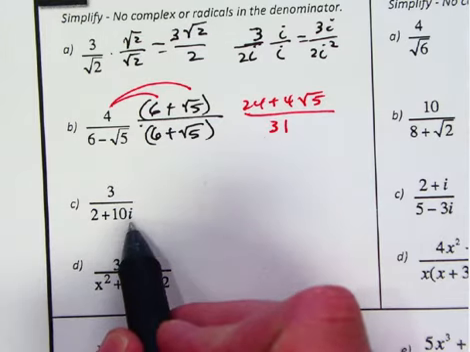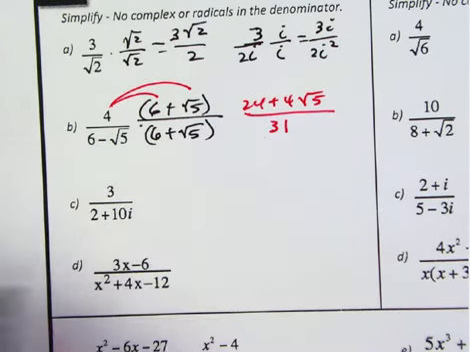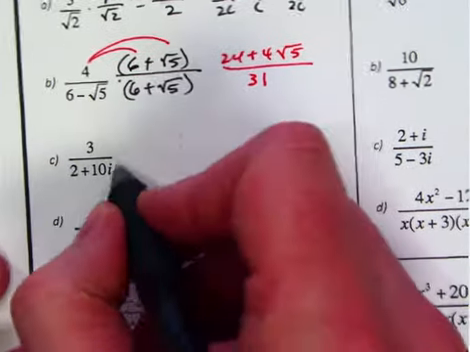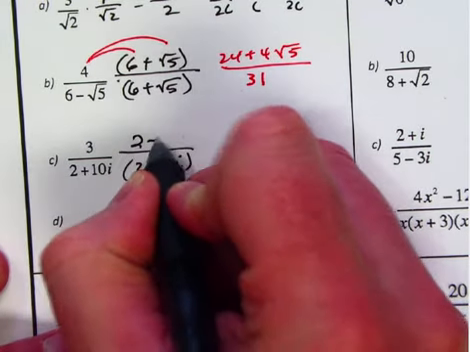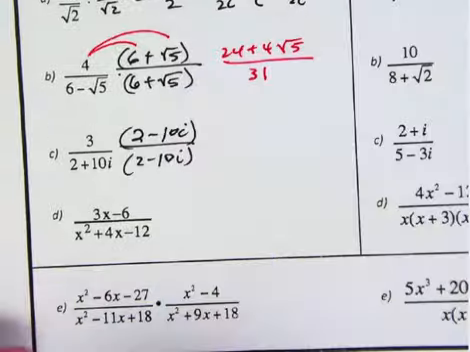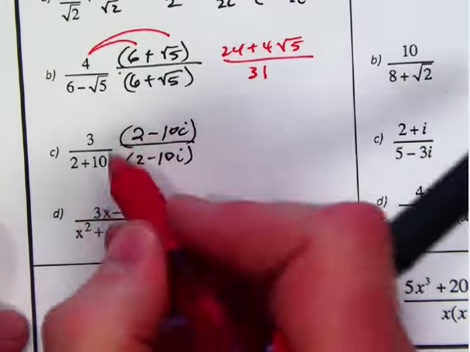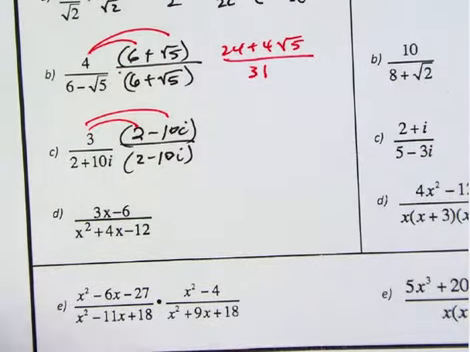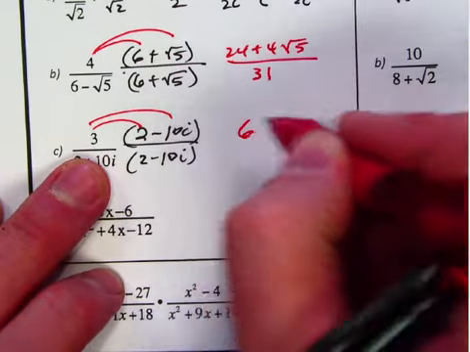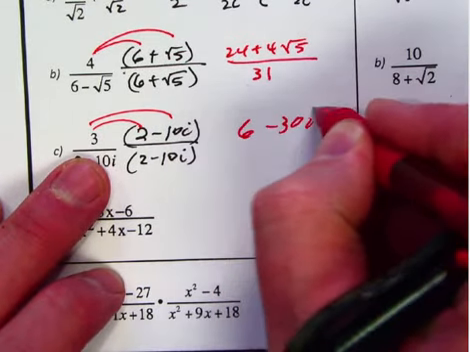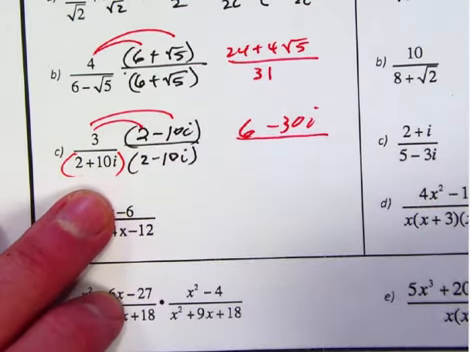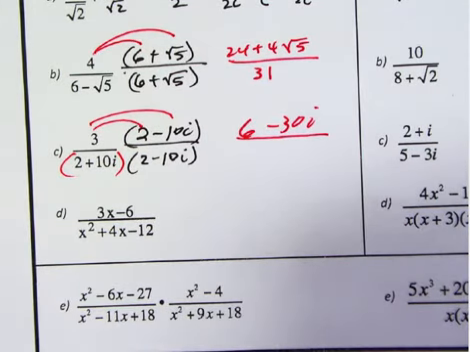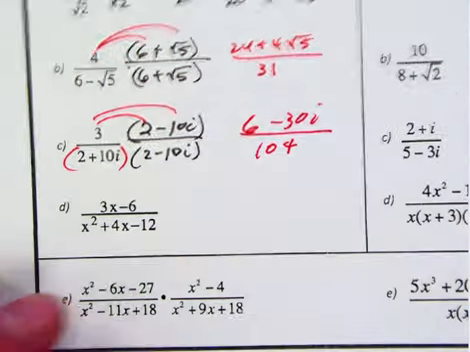Second one, what happens if you have i's in the denominator? Well, you're going to use a complex conjugate. So you're going to multiply by 2 minus 10i, and up here, you're going to multiply by 2 minus 10i. And that's a situation where you're going to use distributive property again. So distribute, and you're going to get 2 times 3 is 6 minus 30i all over... And then again, if you type those in your calculator, you're going to see what the answer is. And you're going to get 104 as your solution.